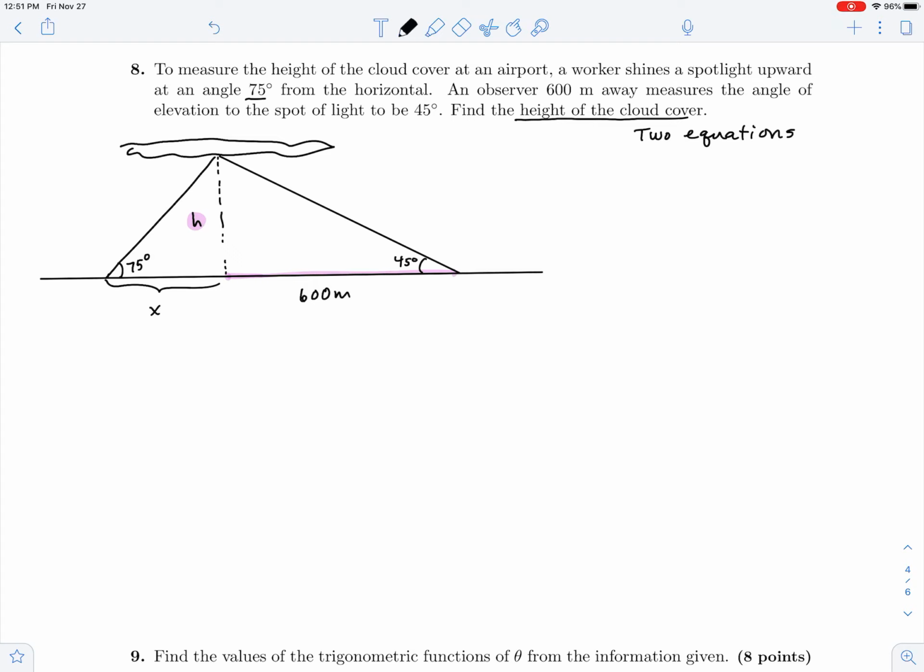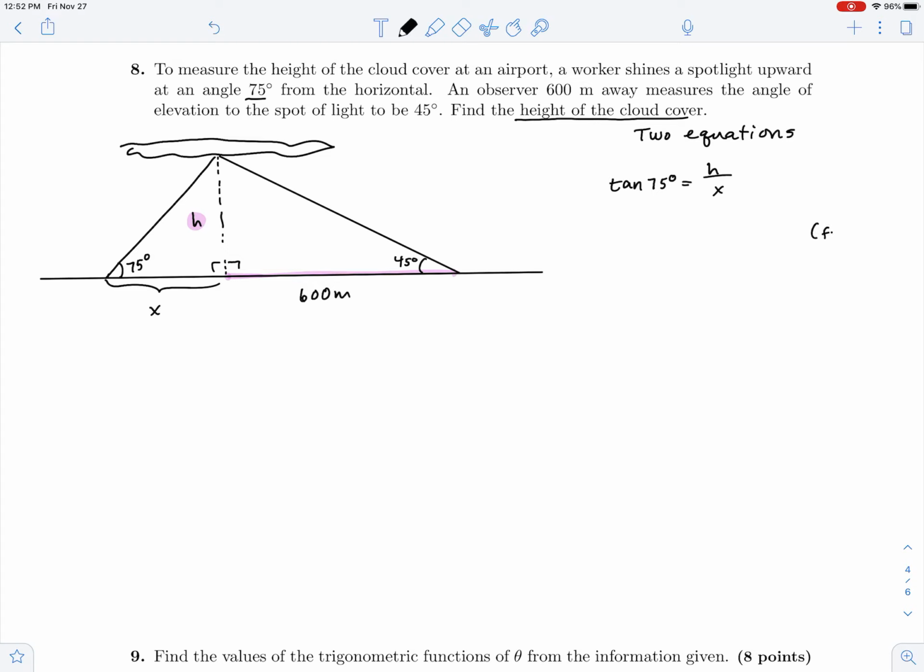So we need a relationship between h and x, which we can get with this right triangle, and then a relationship between h and 600 that we can get by setting up that right triangle, and then putting them together we should be able to solve it. So I'll give you one of them, and that will be that the tangent of 75 degrees is equal to the opposite over adjacent. So that'll be h over x.